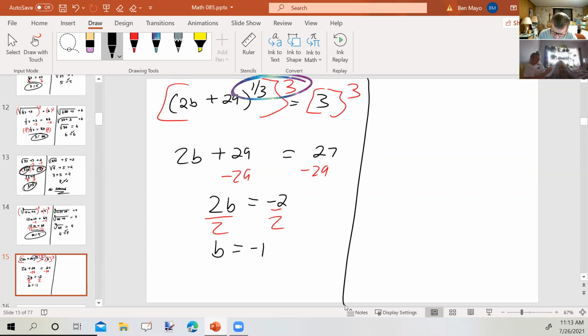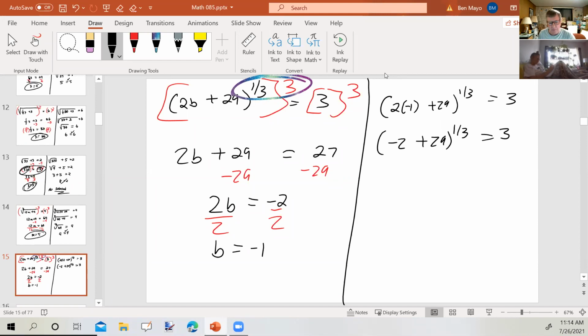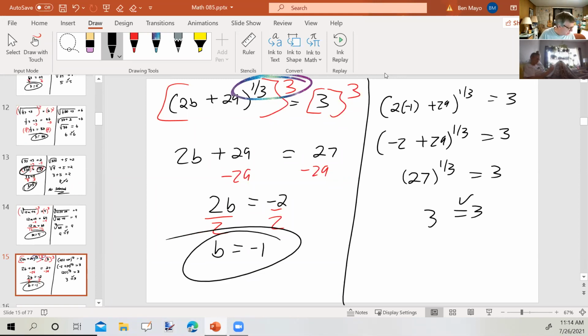Well, let's find out if that works. So putting -1 back in, we have 2 times -1 plus 29 to the 1/3 power equals 3. 2 times -1 is -2. -2 plus 29 is 27. 27 to the 1/3 power is 3. That's the cube root, right? 3 equals 3. It checks, and our solution checks as well. Okay.